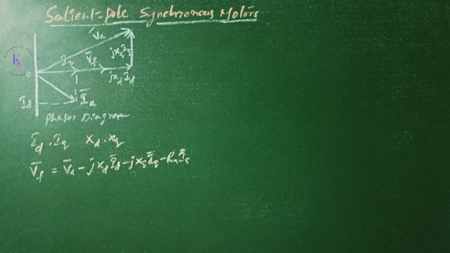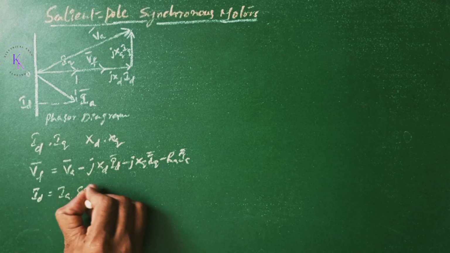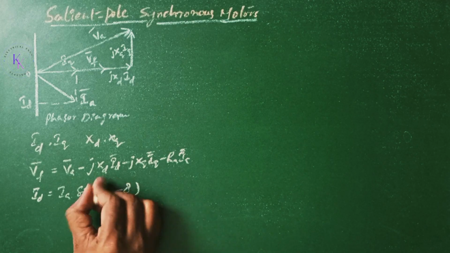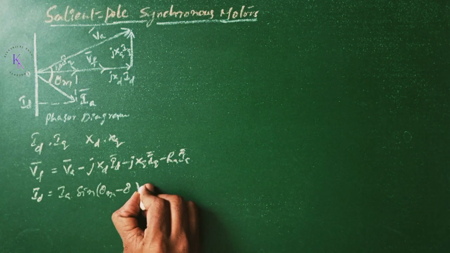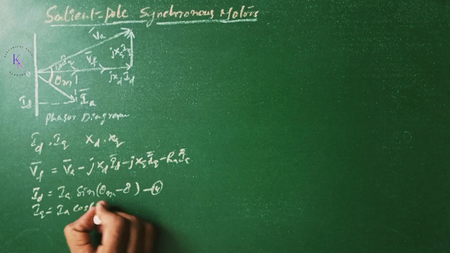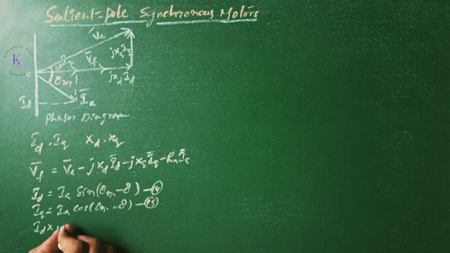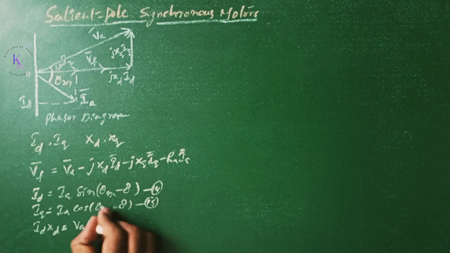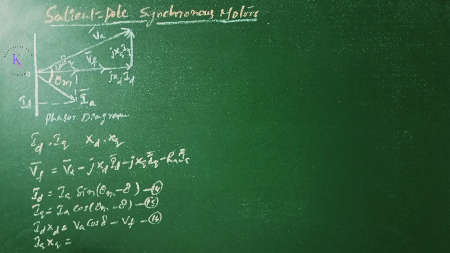For negligible armature resistance, the phasor diagram is shown here. From the phasor diagram, Id is given by Ia sin(θm minus δ). This is delta and this is theta m. That is equation number 14. Then Iq equals Ia cos(θm minus δ), let it be 15. Now Id Xd equals Va cos δ minus Vf, let it be 16. Now Iq Xq equals Va sin δ, let it be 17.